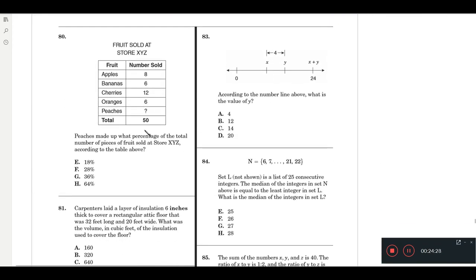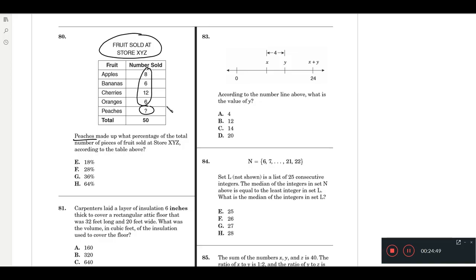Let's go for 80. It says purchases made up what percent? Okay, now this is the fruit sold at the store. Remember to read the titles. And that's the total. We don't know peaches, right? Peaches made up what percentage of the total? So you guys know, you add them, what do you get?